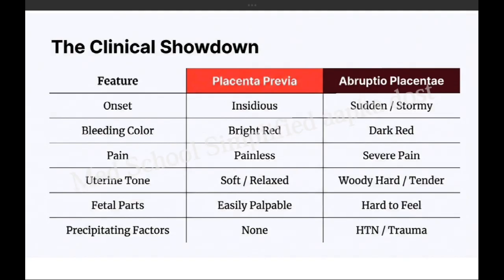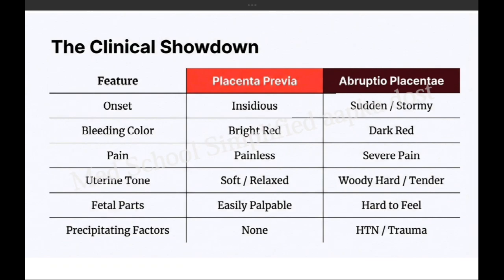The clinical showdown. We have the features and differences between placenta previa and abruptio placenta. The onset of placenta previa is insidious, abruptio placenta is sudden or stormy. The bleeding color in placenta previa is bright red, it means it's a fresh bleed, and in abruptio placenta it is dark red. The pain in placenta previa is mainly painless, but in abruptio placenta it's severe pain. The uterine tone in placenta previa is soft or relaxed. In abruptio placenta, the uterine tone is woody, hard and tender. The fetal parts in placenta previa are easily palpable, whereas in abruptio placenta it's hard to feel because the uterine tone is woody hard.